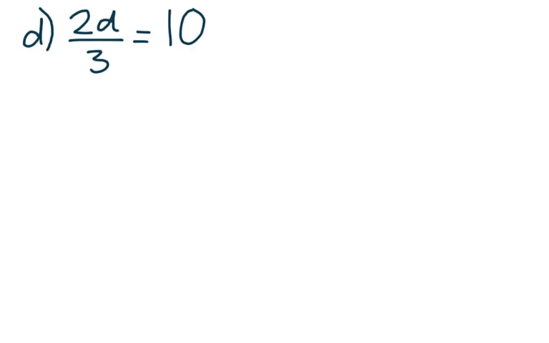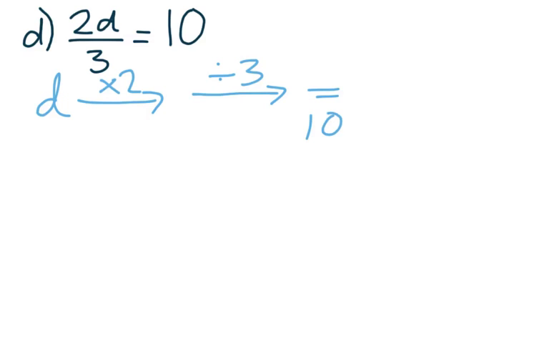Just another one here for you that's a little bit different. Again, still read it out to yourself. 2 times D divided by 3 equals 10. So we started with D, and the first thing I said here was 2 times D. So times 2 first, then it was divided by 3, and we got an answer of 10.